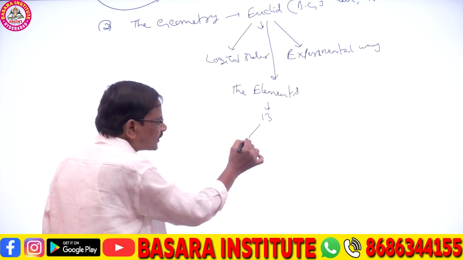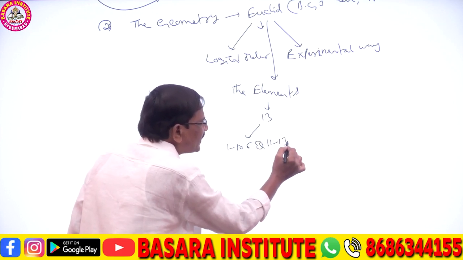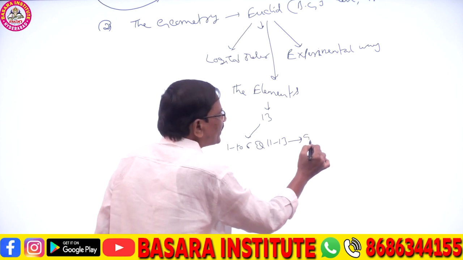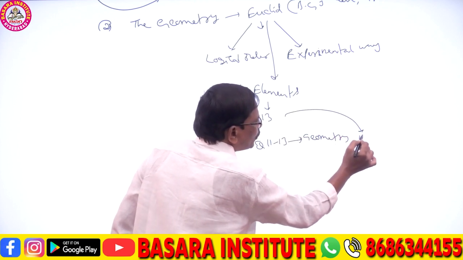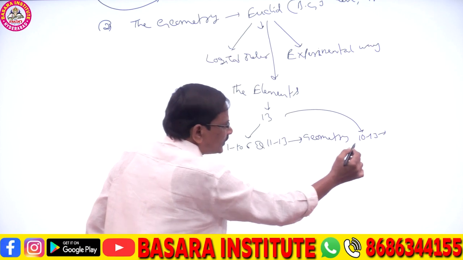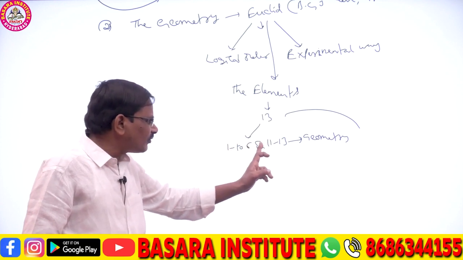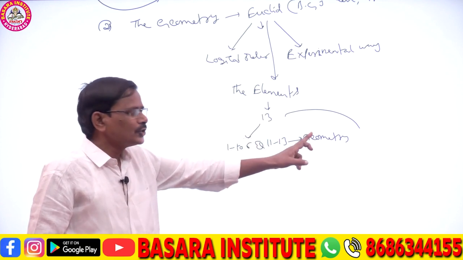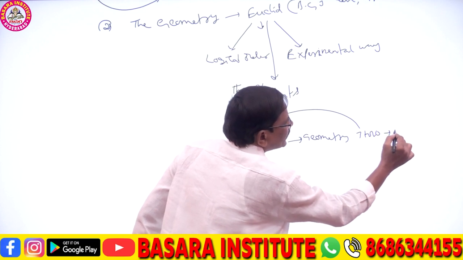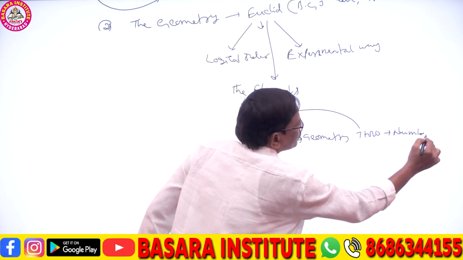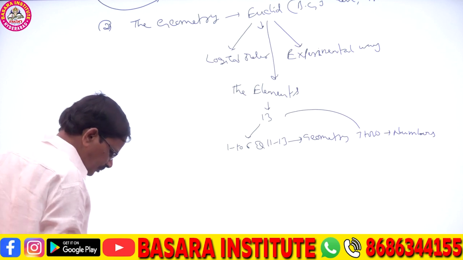In the 13 volumes, books 1 to 6 and 11 to 13 denote geometry, and the rest of the books, 7 to 10, are about numbers. Right. So, this is the second concept.